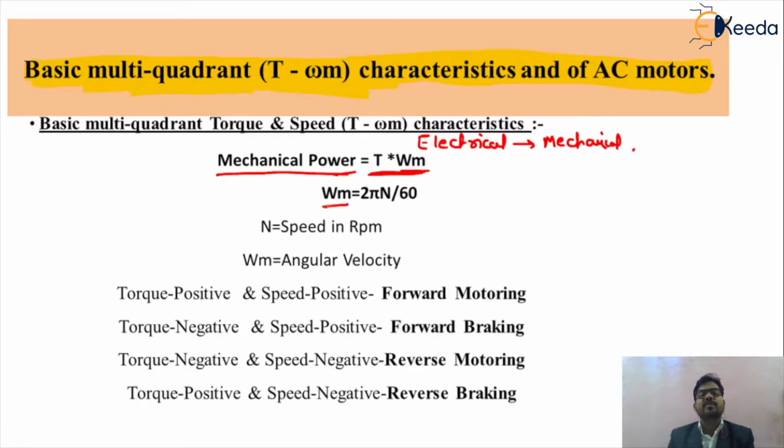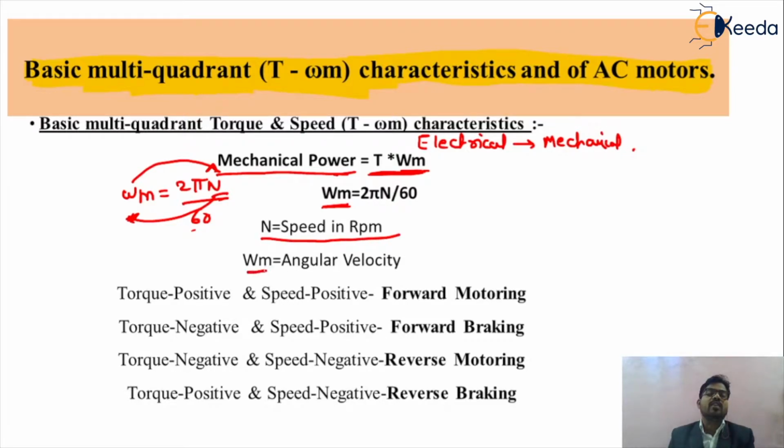So we have a very basic fundamental formula for the relationship between angular velocity and speed, that is omega m is equal to 2 pi n by 60. We can convert angular velocity into speed and speed into angular velocity from this equation, where n is the speed in rpm, and omega m is the angular velocity in radian per second. So the unit of speed is rpm, revolution per minute, and the unit of angular velocity is radian per second.